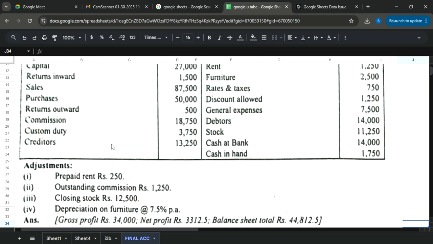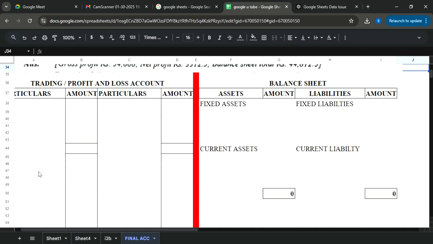And guys, we will solve these adjustments as a first step. After that, we will go to the question. So we are going to start our adjustments. The first adjustment is prepaid rent. As you know, rent is part of indirect expense. So here we will write rent.